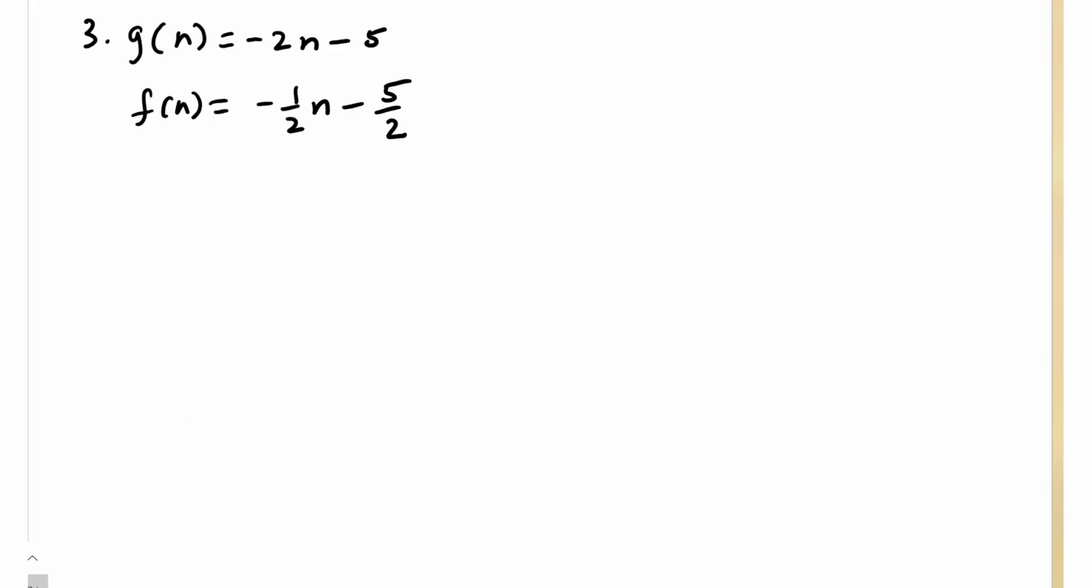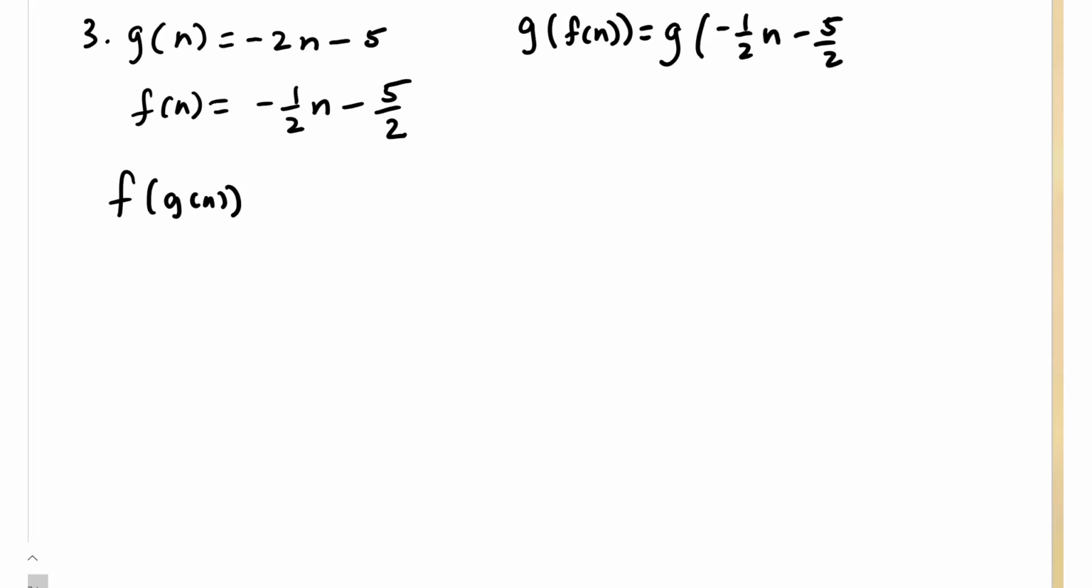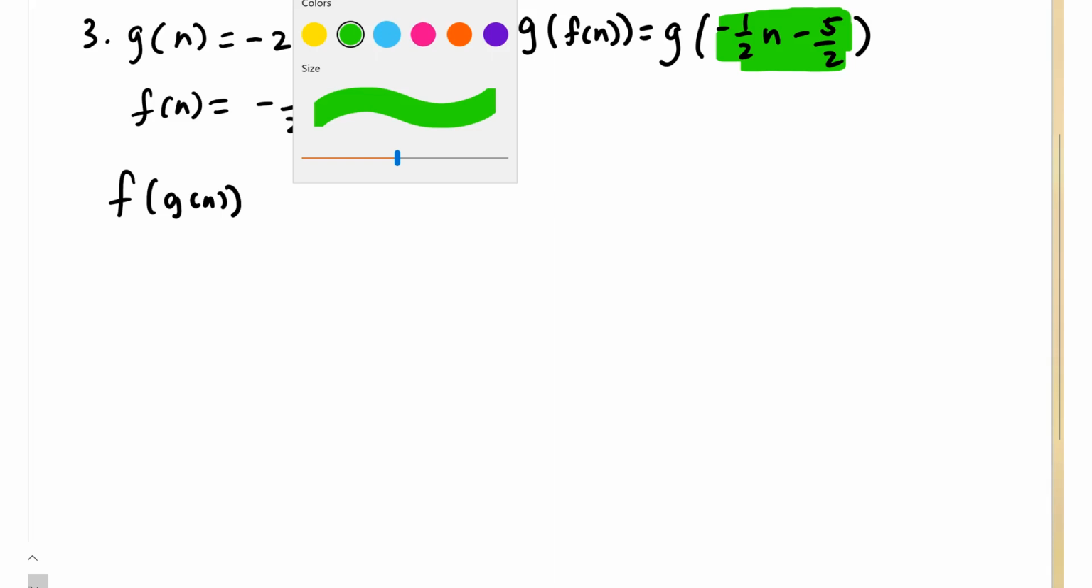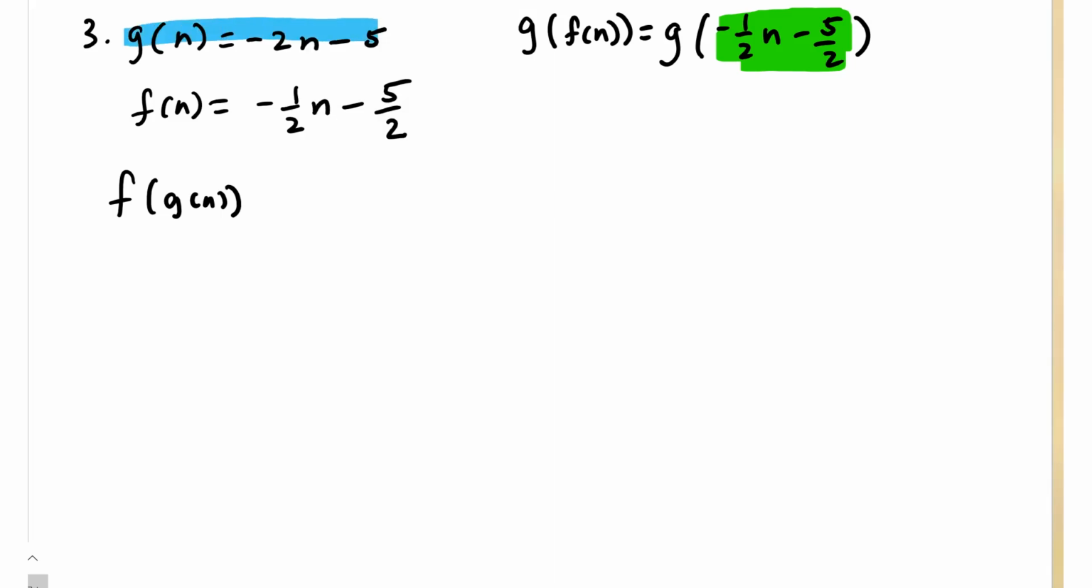So once again, we're going to check if these two functions are inverses of each other, and we're going to go ahead and do the composition. g of f of n, and we're also going to do f of g of n. So we have g of f of n, where f of n is negative 1/2 n minus 5 over 2, and this right here is our input into g, and g is right here.